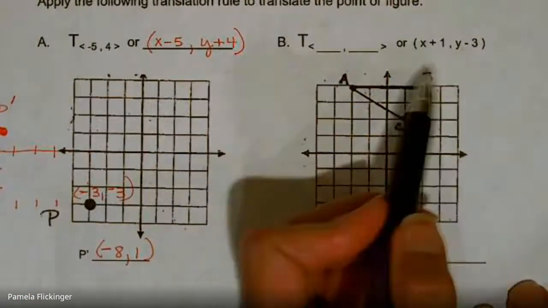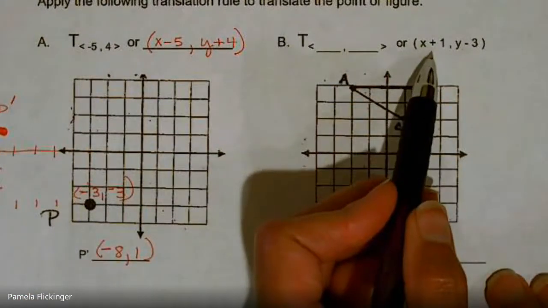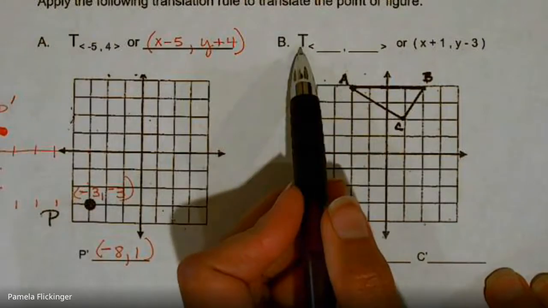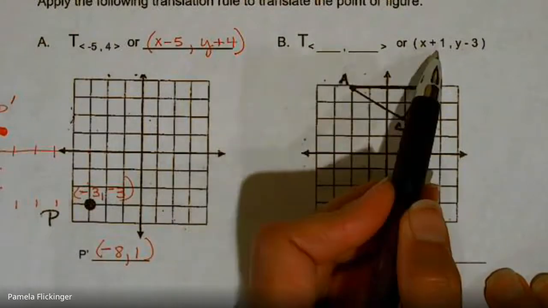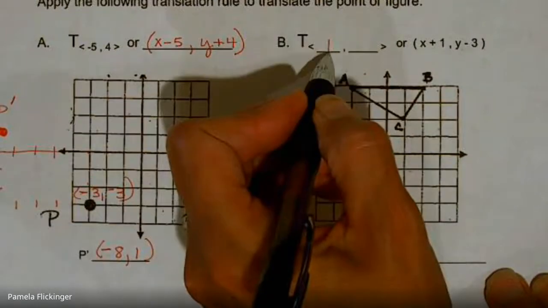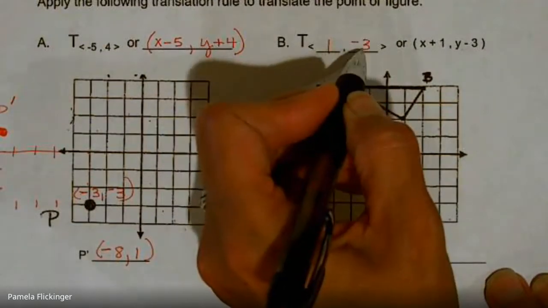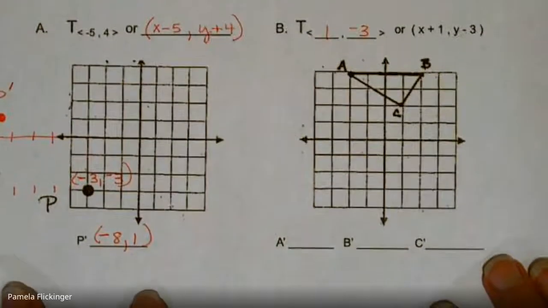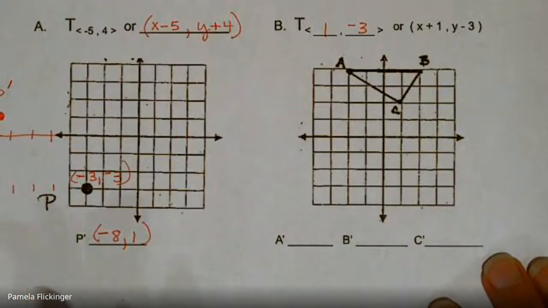This time I gave you the coordinate form. So I want you to write it in component form. So the capital T is already there, but inside the carets, then we would have a +1 and then a -3. All right. This time, let's do the math on the points.